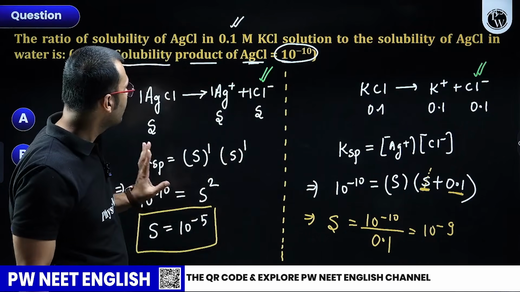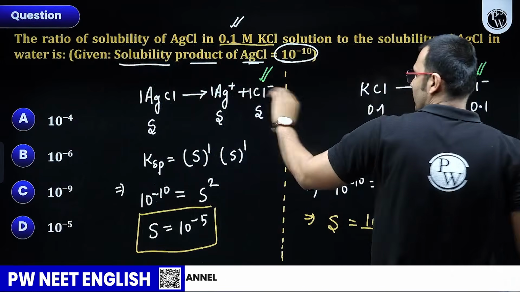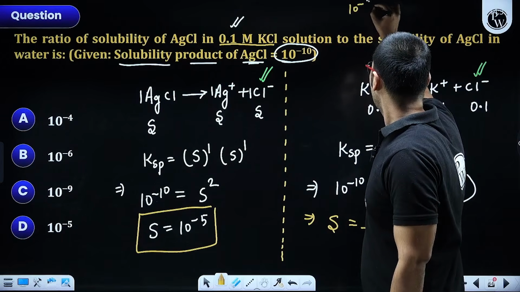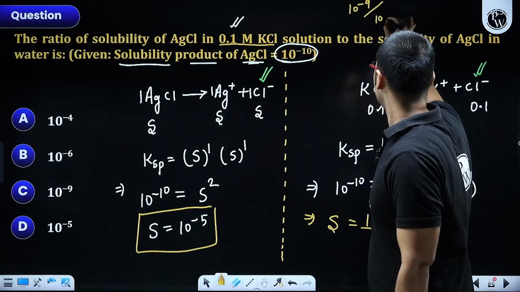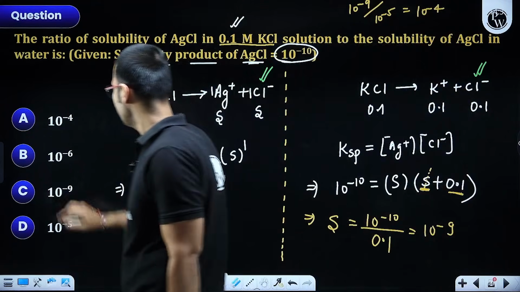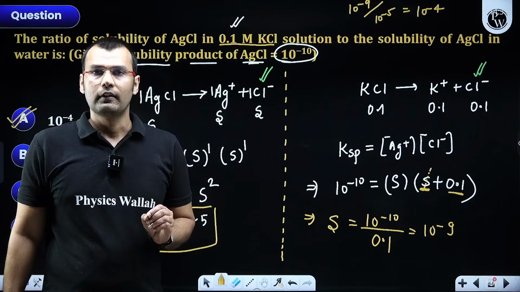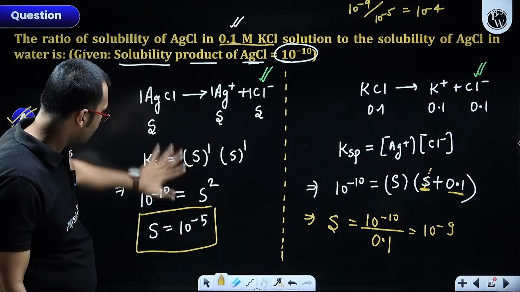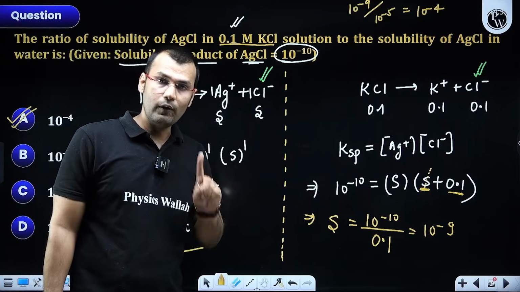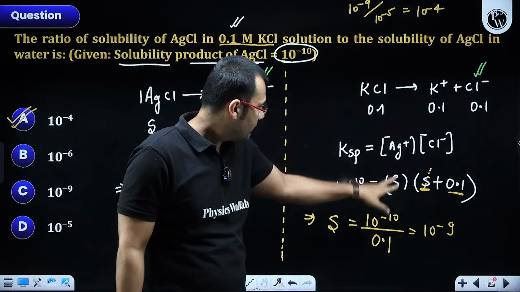And here if you find the ratio of solubility of AgCl in KCl to that in pure water, in KCl it is 10 power minus 9 and in pure water it is 10 power minus 5. So the ratio will come out as 10 power minus 4. So our answer will be 10 power minus 4. But I want you to focus mainly on one thing here, that without KCl the calculation is normal. KSP is S square, KSP we know, S we got. But with KCl the only difference is there. While calculating KSP, we took Ag plus as S.